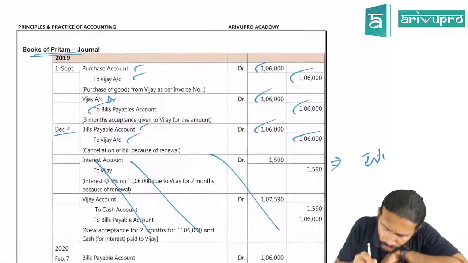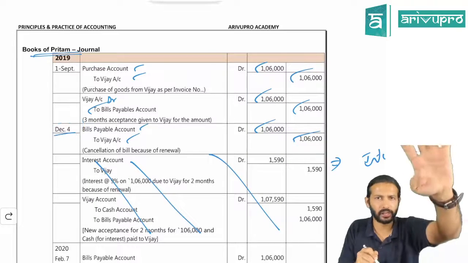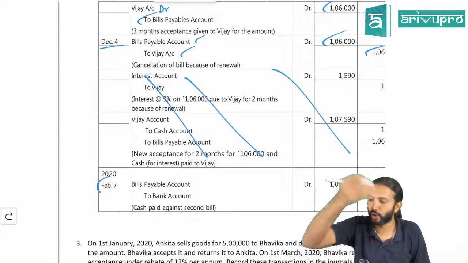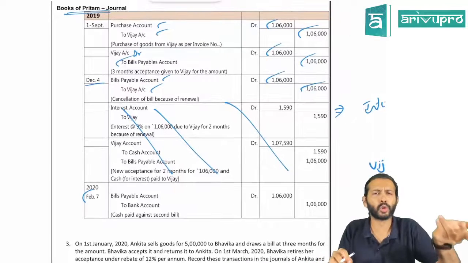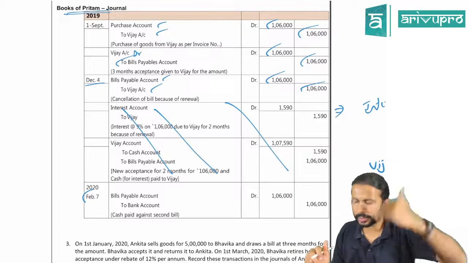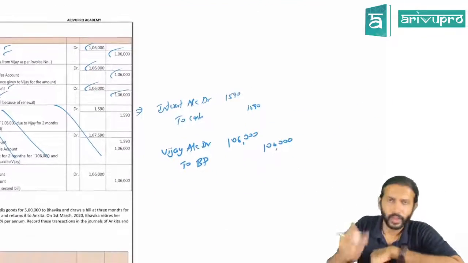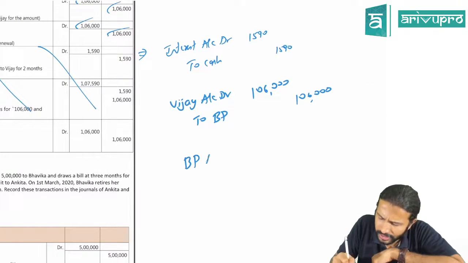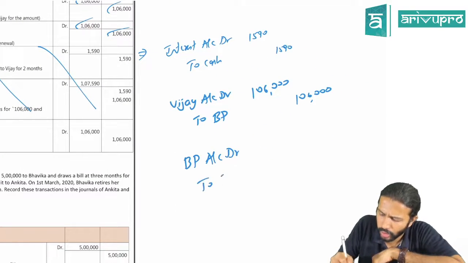This new bill was for 2 months, right? So count 2 months from December 4th. It will be January, February plus 3 grace days, so it will be 7th February 2020, the new due date. What happened on the new due date? Preetham paid the money. So what is the journal entry? He took the bill, and he paid the money. So the journal entry will be bills payable account debit to cash account.